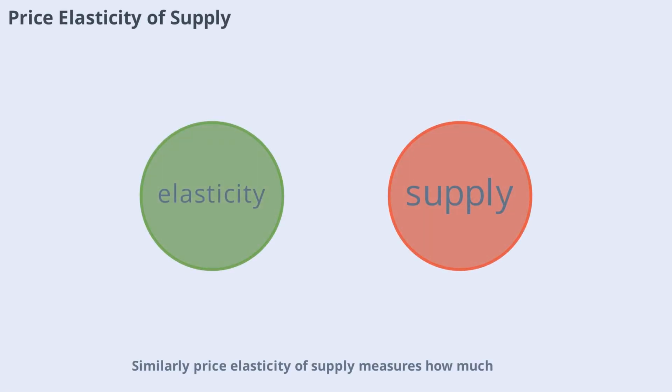Similarly, price elasticity of supply measures how much the quantity supplied responds to price changes. If supply is elastic, producers can quickly increase output when prices rise. If it's inelastic, output changes slowly. This affects how quickly markets can adjust to new conditions.